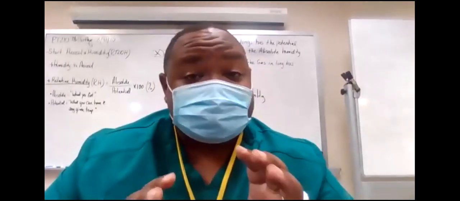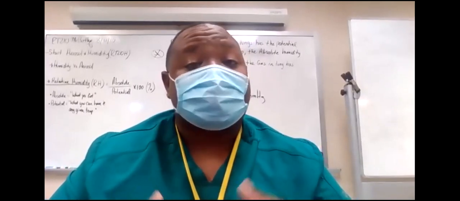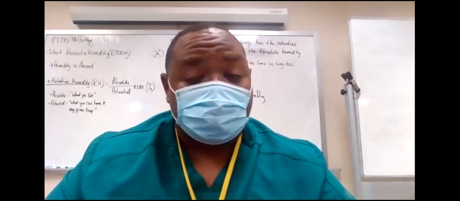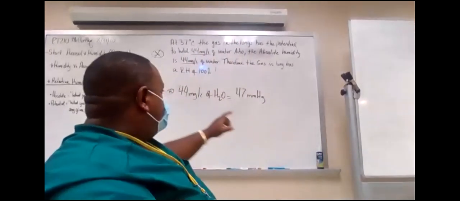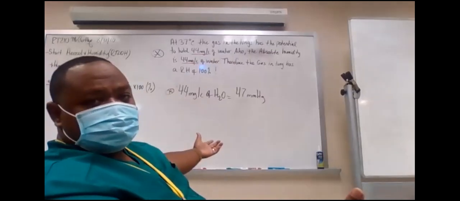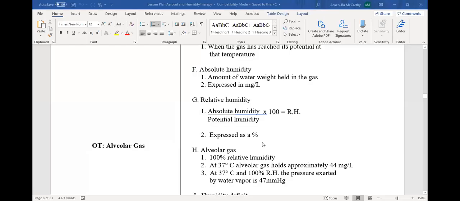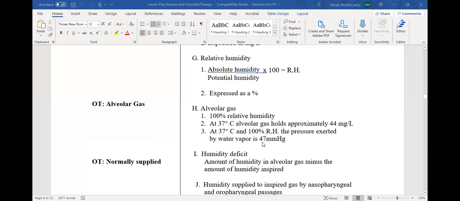Now, since it has the potential to hold 44 and the nose takes care of that and makes sure that it does hold the whole 44, then we have an absolute of 44 over the potential of 44, which is 100%. Okay, it's 100%. That's how you do relative humidity. All right, so that's relative humidity. It's expressed as a percentage. Relative humidity will be expressed as a percent, okay?